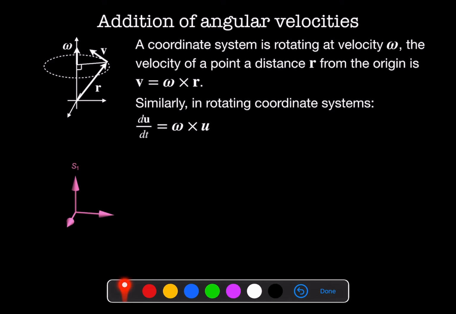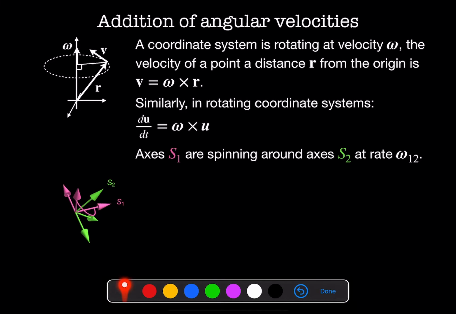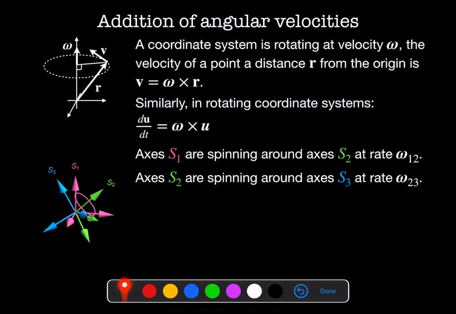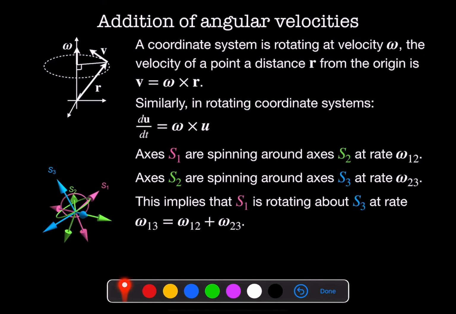Let's start with coordinate system S1. Coordinate system S1 is spinning around coordinate system S2 at rate omega 1,2. Coordinate system 2 is rotating about coordinate system 3 at rate omega 2,3. This implies that coordinate system 1 is rotating about coordinate system 3 at the combined rate omega 1,3, which is equal to omega 1,2 plus omega 2,3.